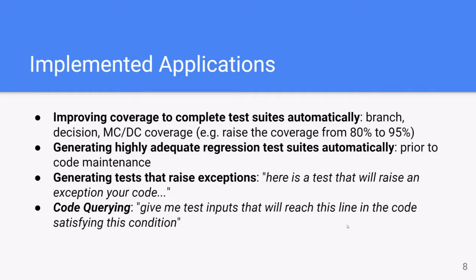Generating highly adequate regression test suites automatically for legacy software. Legacy software is often defined as software without test. And there's quite a lot of software out there which have no tests written for it, which obviously for code maintenance is problematic, because you run the risk of breaking something that used to work, but you won't know it because you cannot test it because you have no test.